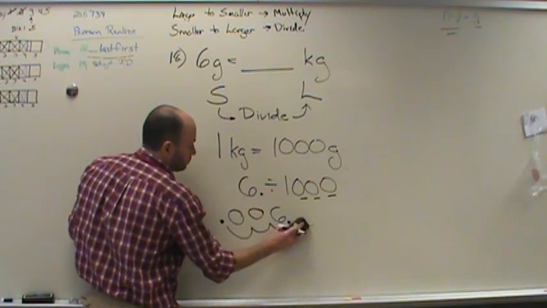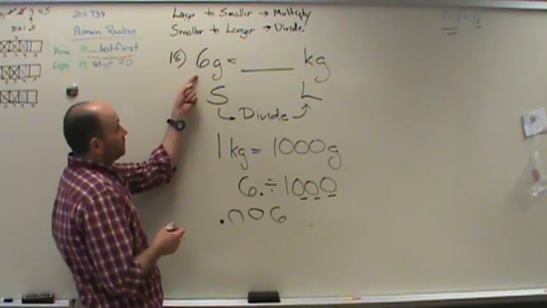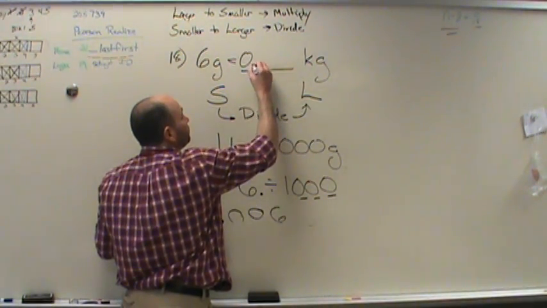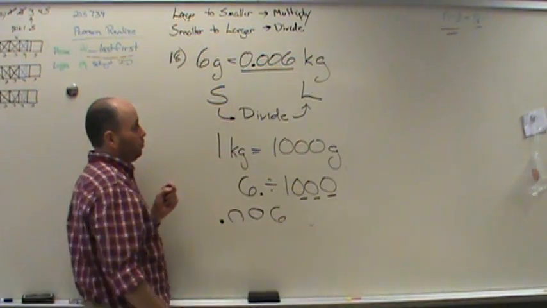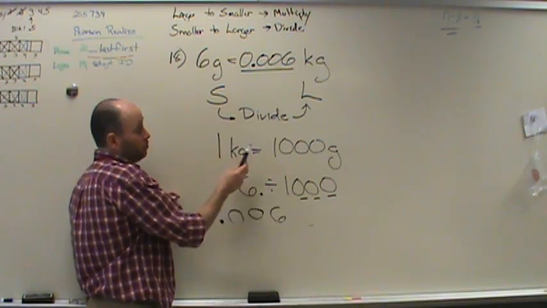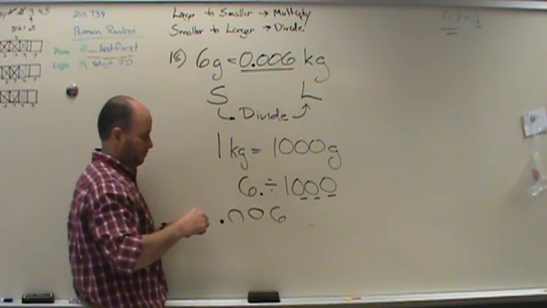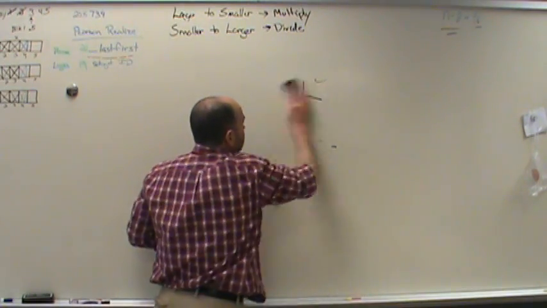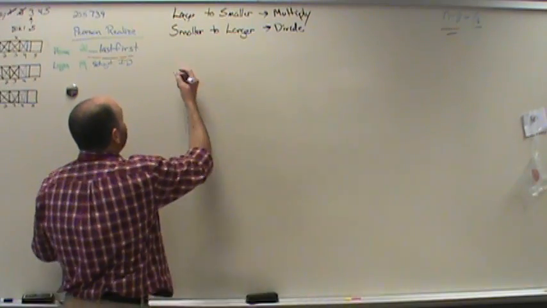So our answer to this problem is 6 grams equals 6 thousandths of a kilogram, which would make sense because there's 1,000 grams in 1 kilogram. So if you had 6 of them, you'd have 6 thousandths. Okay, let's try the next problem. That was number 18. Let's try number 21.